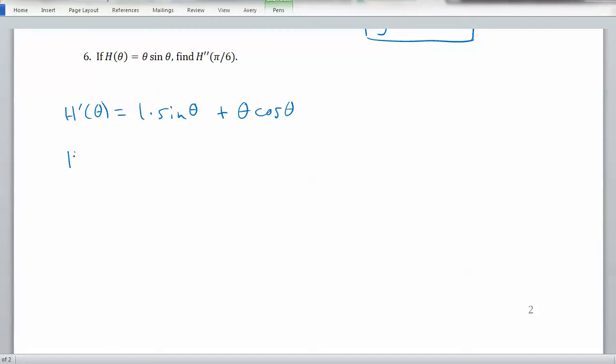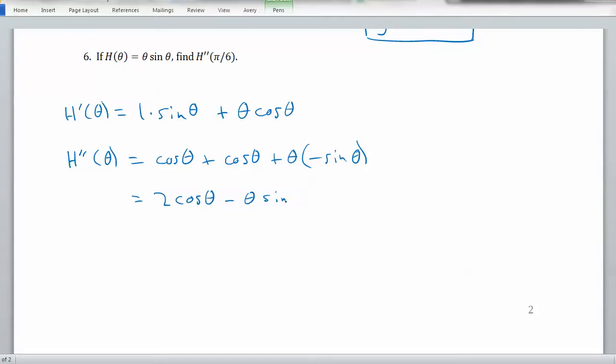And now I'm going to take another one. Take the derivative of that to get h double prime, the second derivative. Okay, so the derivative of sine theta is cosine theta, and then I have to use another product rule for this term. So the derivative of theta is 1, and then that's times cosine theta, and then plus theta times the derivative of cosine theta, which is negative sine theta. And let me just simplify that a little bit. Cos theta plus cos theta is 2 times cos theta, and I have a minus theta sine theta. Okay, so that's the second derivative function.